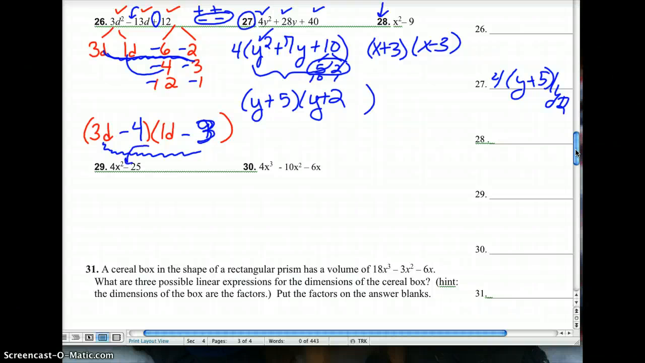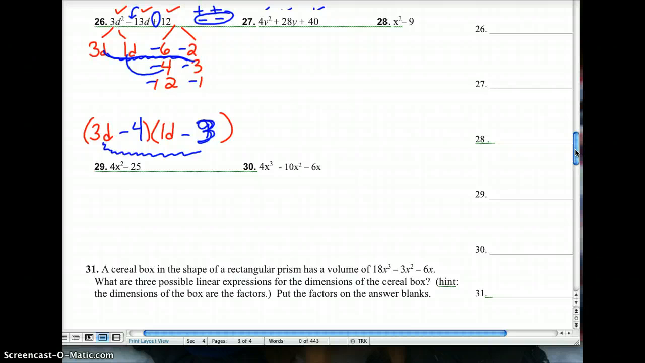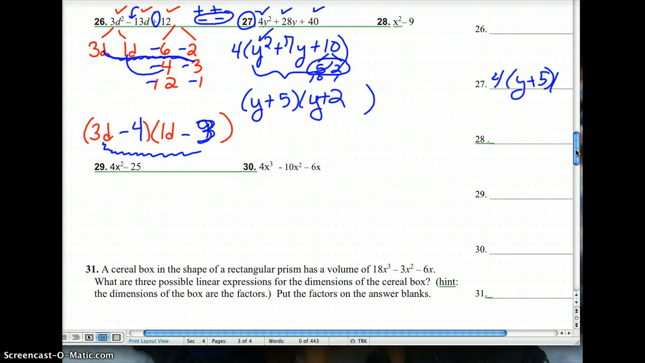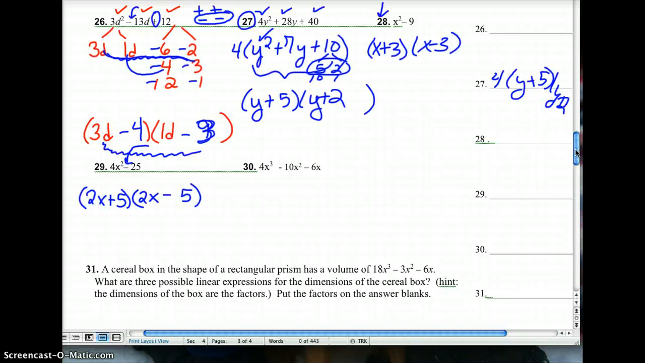Same right here. I have a difference of perfect squares, which means I have to lead in 2x times 2x, end in 5, 1 plus, 1 minus. And when I FOIL that, you'll notice 4x squared minus 10x plus 10x. It causes the elimination of the middle term that was in all the other ones. And then I get a minus 5 at the end. So for 29, I'd have 2x plus 5 times 2x minus 5.